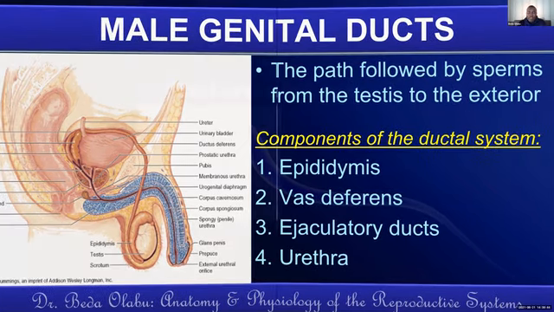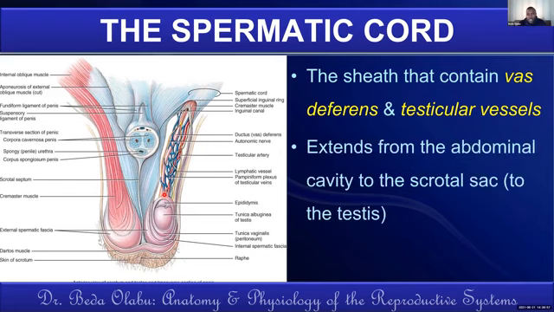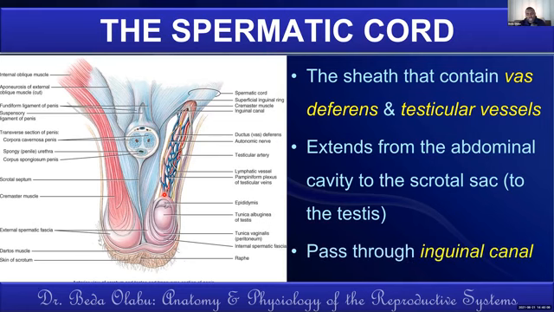There's something called the spermatic cord. The spermatic cord is a sheath that contains the vas deferens and the blood vessels which go to the testes. We call them testicular vessels. This particular sheath usually extends from the abdominal cavity toward the scrotum. And for it to do that, it means it passes through some channel, and the channel passes through the inguinal canal.